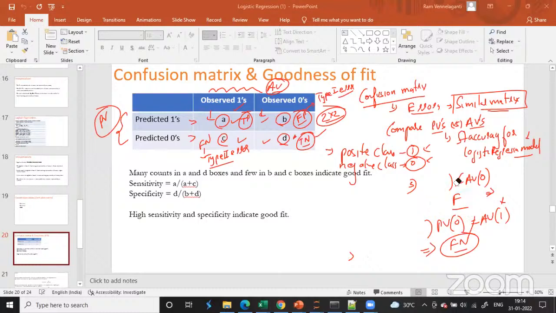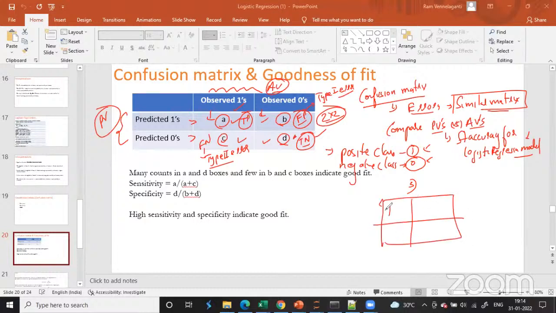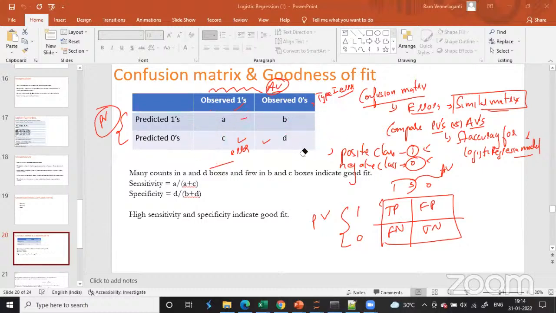So now I can replace all these values A, B, C, D with my true positive, true negative, false positive, false negative values. These are my predictions. These are my actual values. Now, how can you find out the accuracy from your confusion matrix? The formula to find out your accuracy is TP plus TN divided by TP plus TN plus FP plus FN. This is the formula.